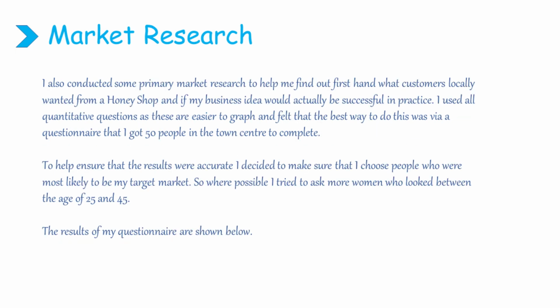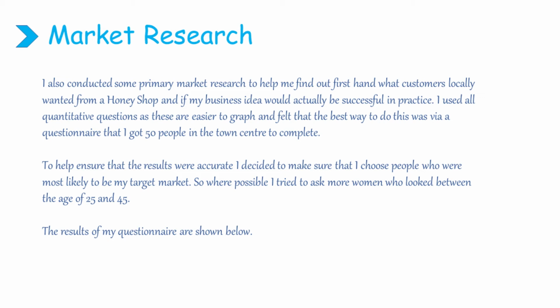Now, the second part of my research is to make sure I conduct some primary market research. So you can see now that I've firstly set out to the reader what I've done. So I've done some primary market research. I've said I'm doing it in the local area, and I've said that I've used quantitative questions, so questions I can easily graph. Remember, qualitative questions collect feelings. Quantitative questions are closed questions typically, which you can graph. And I've said that I've done a questionnaire where I've got 50 people to answer the questions that I set.